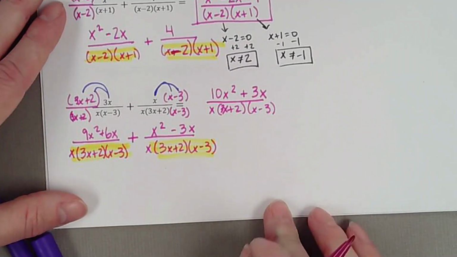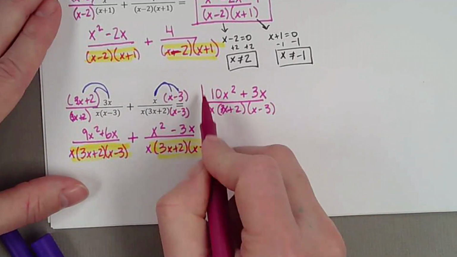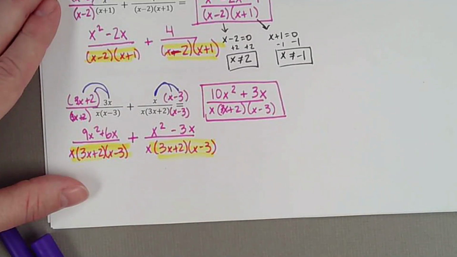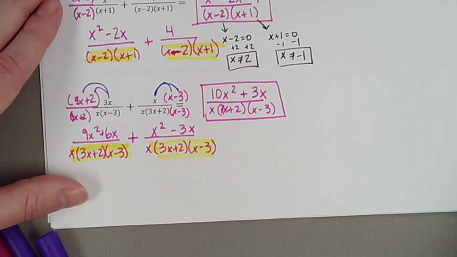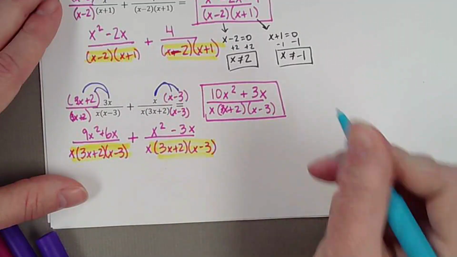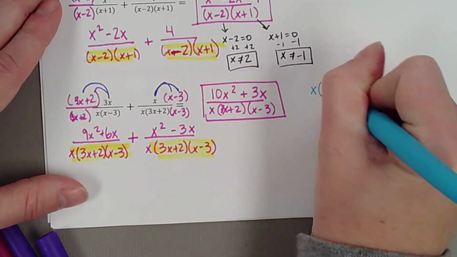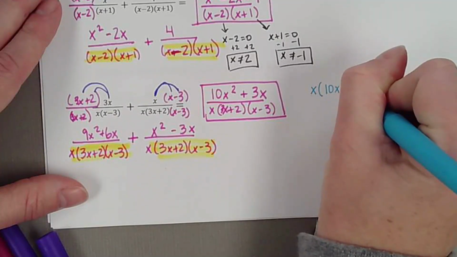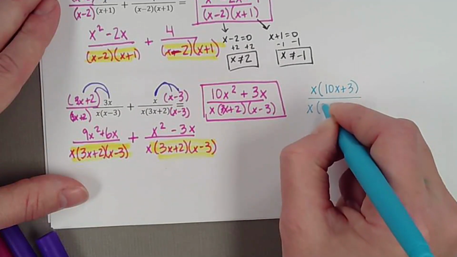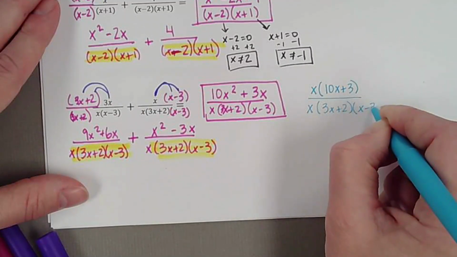So I could leave my answer like this. If you leave your answer like this, I am totally fine with that. Now, I do want to show you, though, that this technically could be simplified. So I'm just going to show you if you're ready for it, right? On the top of this fraction, they have a letter x in common. So I could say x parentheses 10x plus 3. All I did was factor out a letter x. Then on the bottom, I have an x. I have a 3x plus 2. And I have an x minus 3.